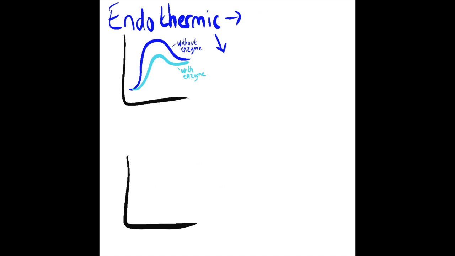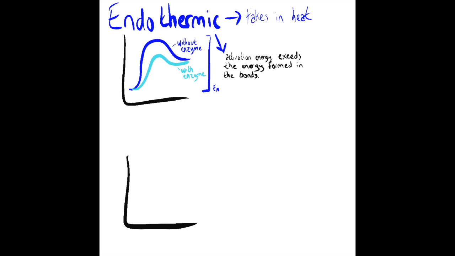Okay, now let's move on to endothermic and exothermic reactions. Endothermic reactions, as shown by the graph, is when a reaction takes in heat, so the activation energy exceeds the energy formed in the bonds of the product. Without the enzyme, the activation energy needed is much larger, whereas with the enzyme, the activation energy is much smaller.